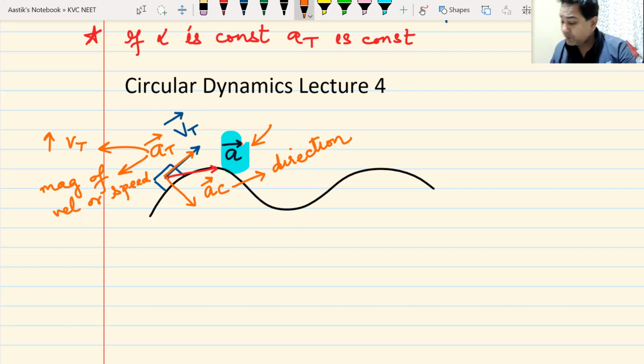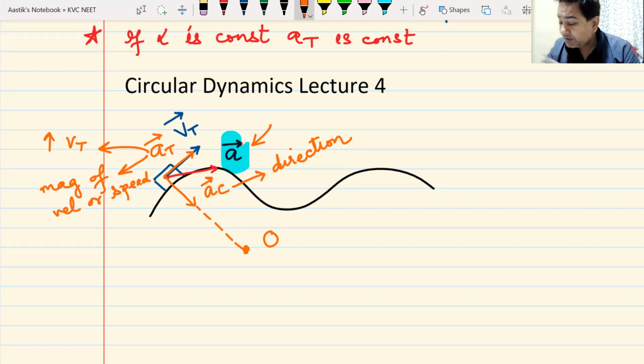Now comes the important point. Now this AC vector is known as centripetal acceleration. This vector will always be pointing towards a center.